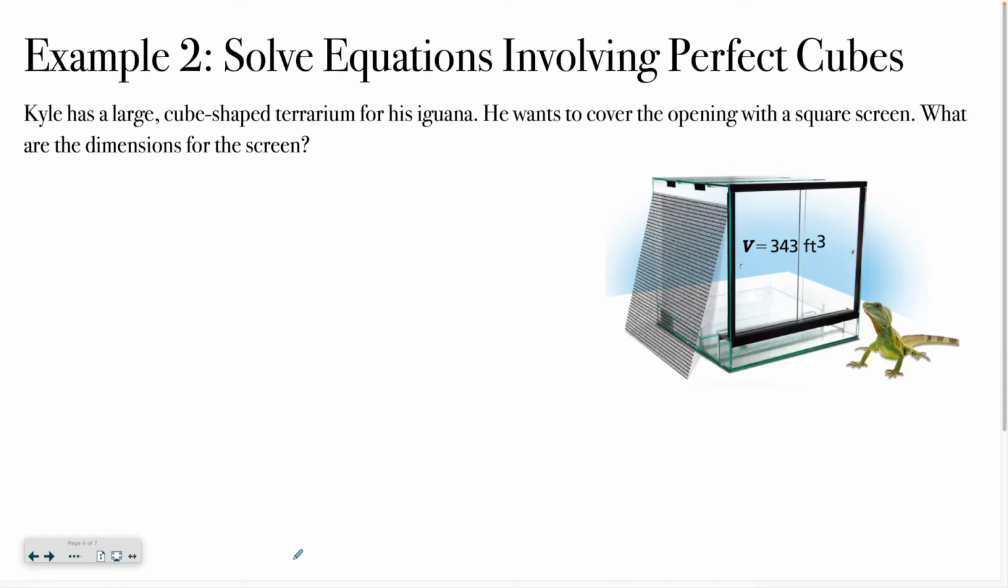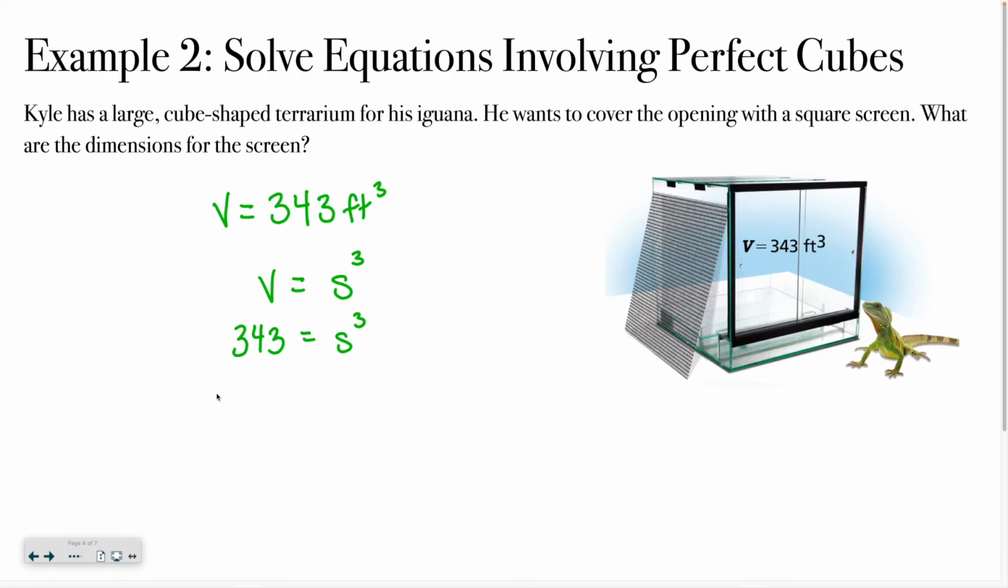Kyle has a large cube-shaped terrarium for his iguana. He wants to cover the opening with a square screen. What are the dimensions for the screen? So you can see that the volume of that terrarium is 343 cubic feet. So in this case, I have volume equals 343 cubic feet, right? That is my total volume, right? So volume would equal the side length cubed. So I'm going to put 343 equals my side length cubed.